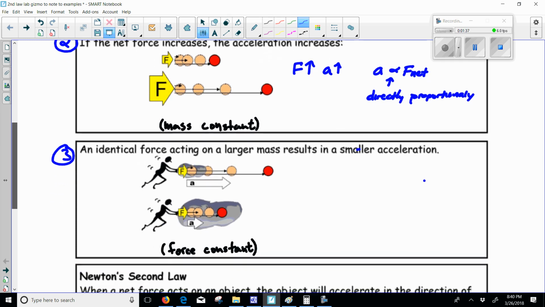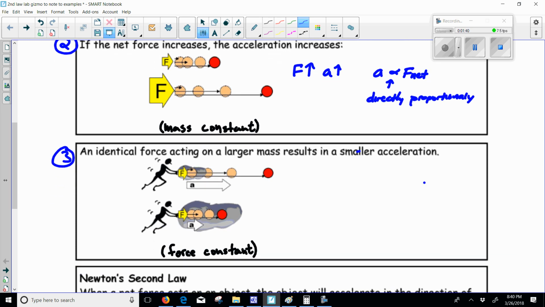We also already know that if my object changes, the acceleration will change. So here I've got the same push, the same force, but my mass gets bigger. And as the mass gets larger, with the same push, it's going to be hard to move the object, so the acceleration is actually going to decrease. They do opposite things. So to show that, we use this proportionality: acceleration is inversely proportional to the mass. As my mass gets bigger, the acceleration does the opposite. So in this case, this is an inverse relationship or proportionality.